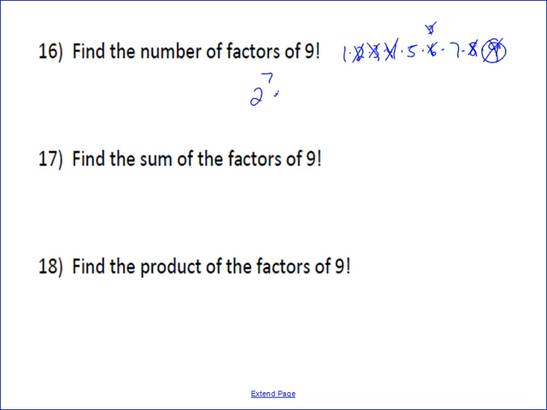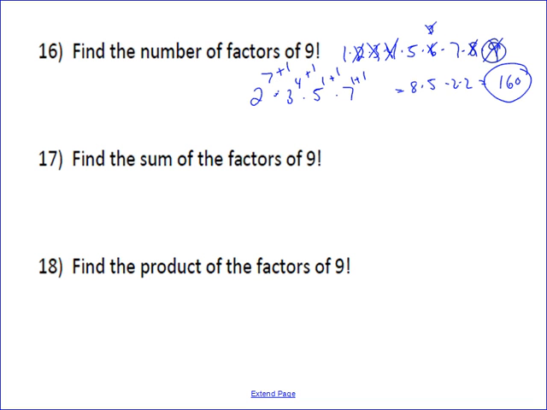How many 5s? There's 1. How many 7s? There's 1. So how many factors? Add 1 to each of these. And you get 8 times 5 times 2 times 2, which equals 160. So there are 160 factors.